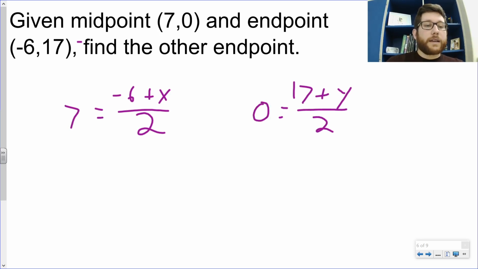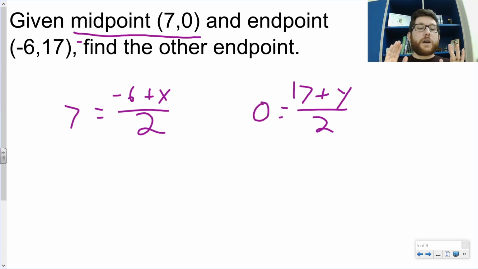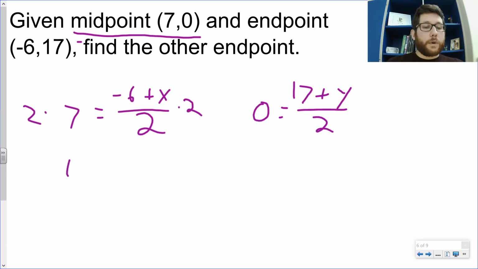Now, keep track. Sometimes problems will switch whether the midpoint or endpoint comes first, so you do need to read the problem to see which one is my midpoint and which one is my endpoint. But my midpoint always goes outside here. So I'm going to multiply top and bottom by 2, and so I get 14 is equal to -6 plus x. I'm going to add 6, so I get 20 for x.